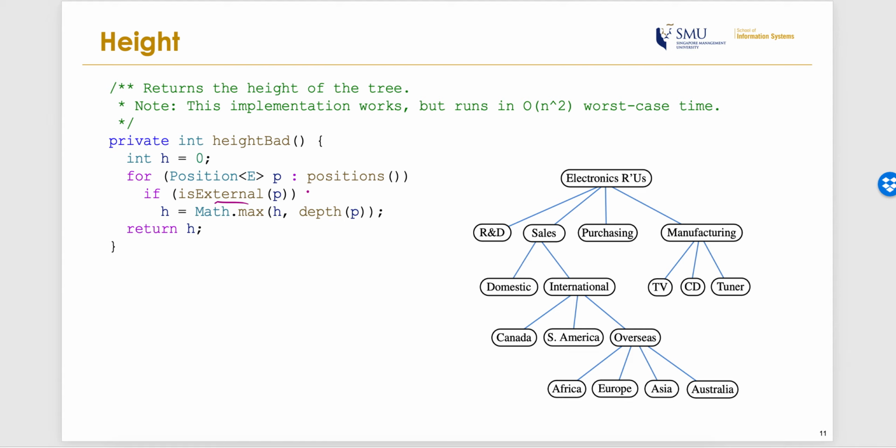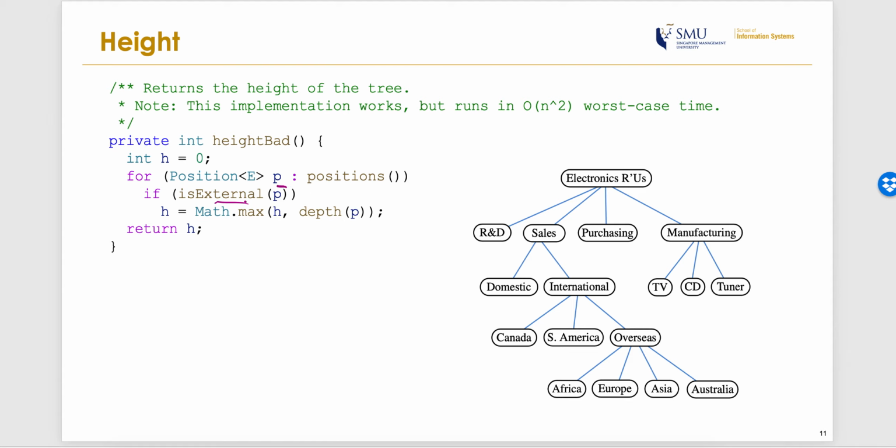So one implementation is that you look at every possible position of the node in the tree, and then you check whether or not it's external, because we're only concerned with the external ones. And then we figure out what is the depth of it. Once we figure out the depth, we compare it with the current maximum, which we maintain in the H, right?